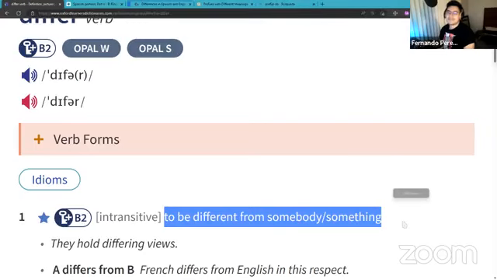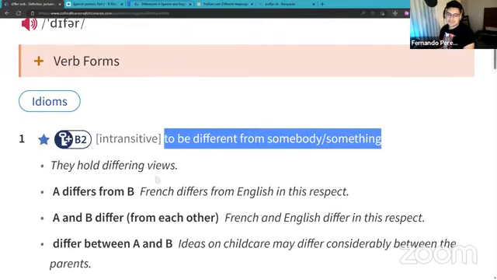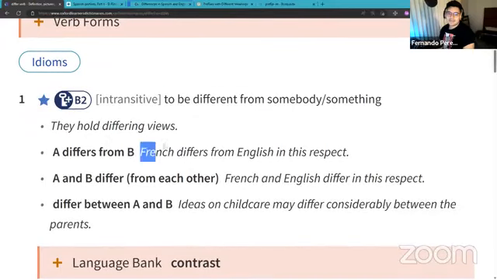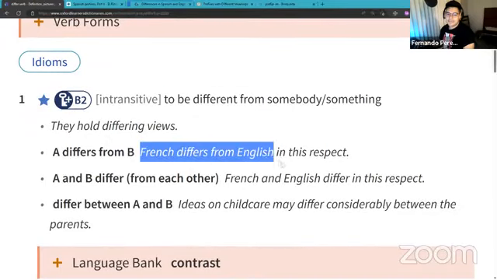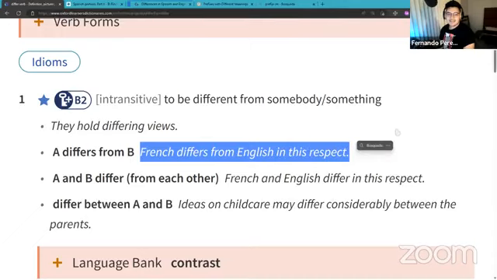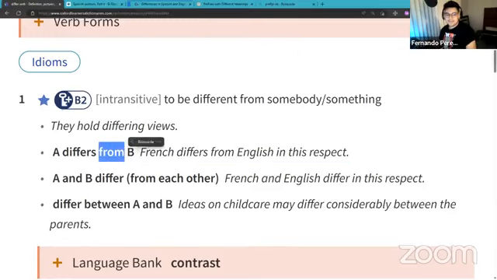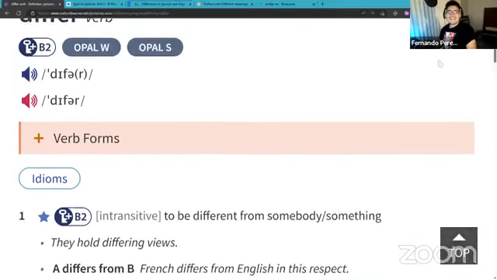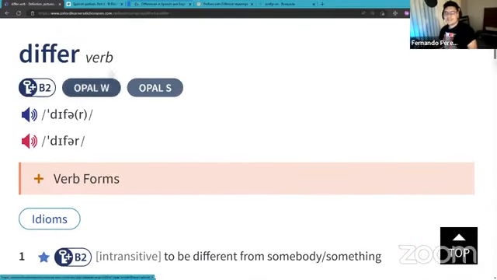To differ is to be different from something or somebody. For example, the French differs from English in this respect. As a collocation or word chunk, we usually use the connector from: differ from. Yes. Well, welcome to B2, brother.